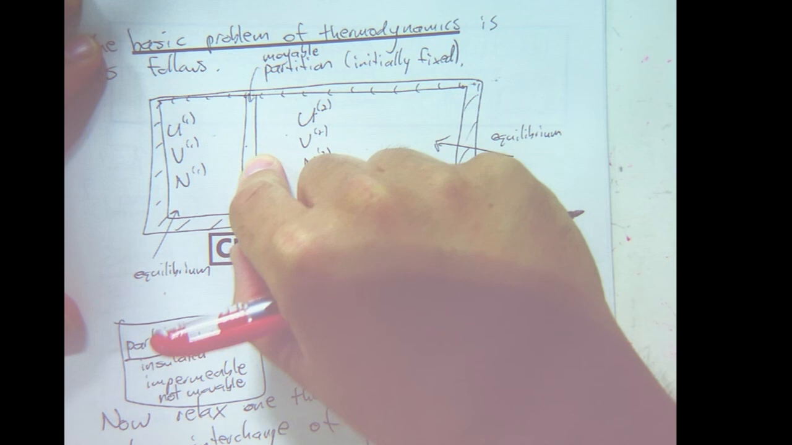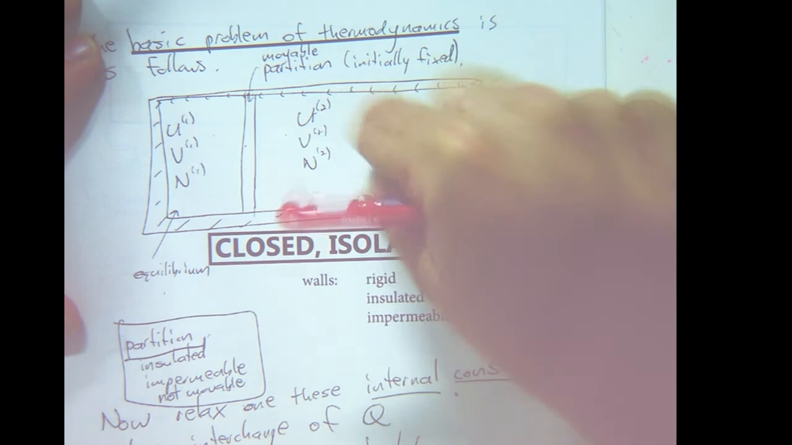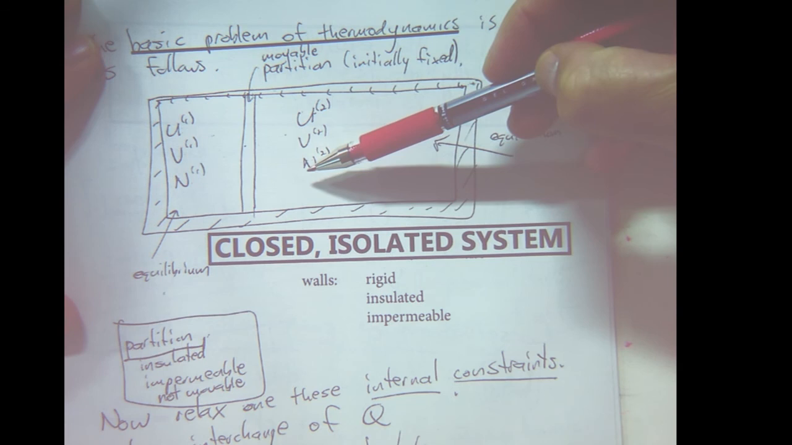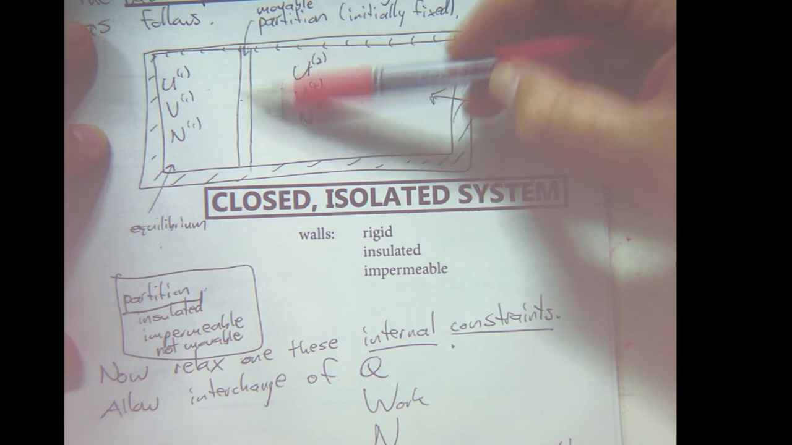So initially they are separately in equilibrium at their own temperature, for example, here one temperature, here another temperature, or one pressure here, another pressure here. Now the other thing to notice is that here you have extensive variables, U, V, and N. Extensive variables, right? And the partition is insulated, impermeable, and initially it's not movable.